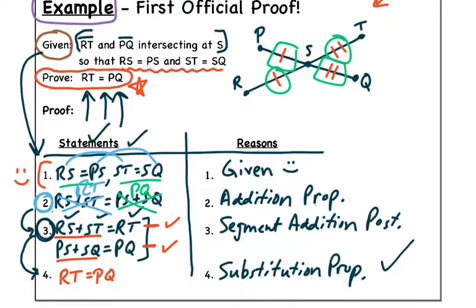Good job, we proved it in 4 steps. So look at that one more time. Step 1 is always the given, and the reason is always given. Then we tried to add the two pieces to make them equal to each other by just addition. But we said that each pair of pieces added to a larger piece. That was segment addition. Then I combined 2 and 3, and using the substitution property, I proved it. Hey, there's your first official proof, folks. Great job. Let's try another one.